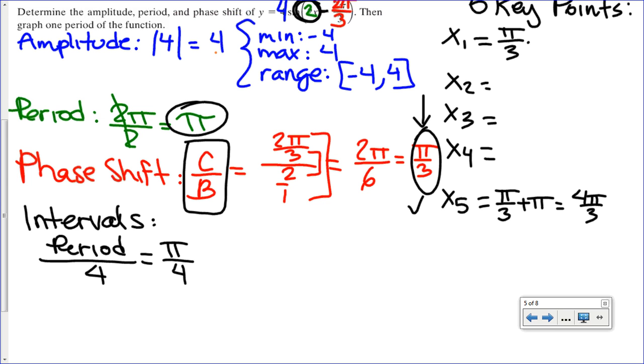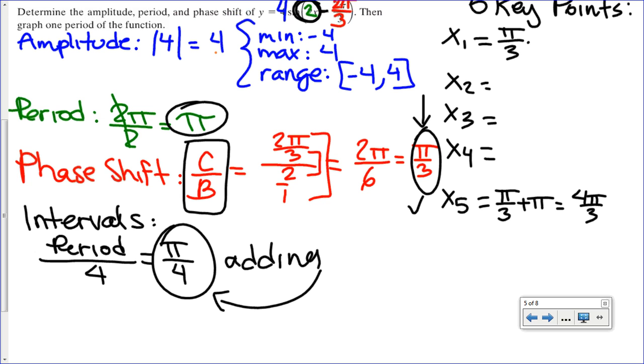So what that means is that we're going to keep adding pi over 4 to get the x values. So in this case, it's pi over 3 plus pi over 4. And if we convert that to 12, it will be 4 pi over 12 plus 3 pi over 12, and that will give me 7 pi over 12. The next one will be 7 pi over 12 plus pi over 4.